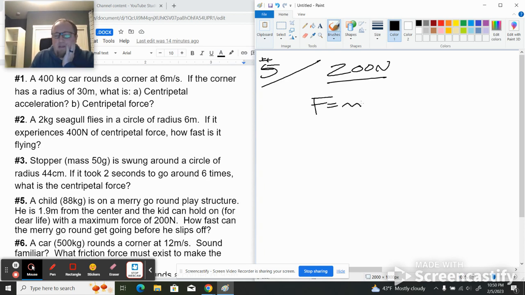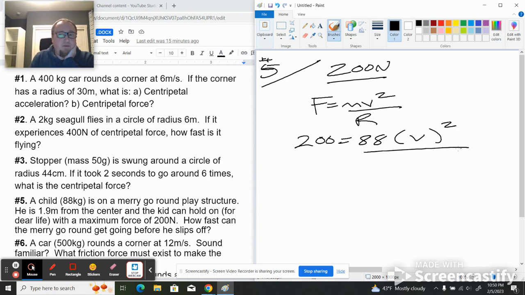So force equals mv squared over r. Ooh, somebody's at my door. And so the max the kid can do is 200. So the kid's mass is 88. Don't know what v is, but my r is 1.9.